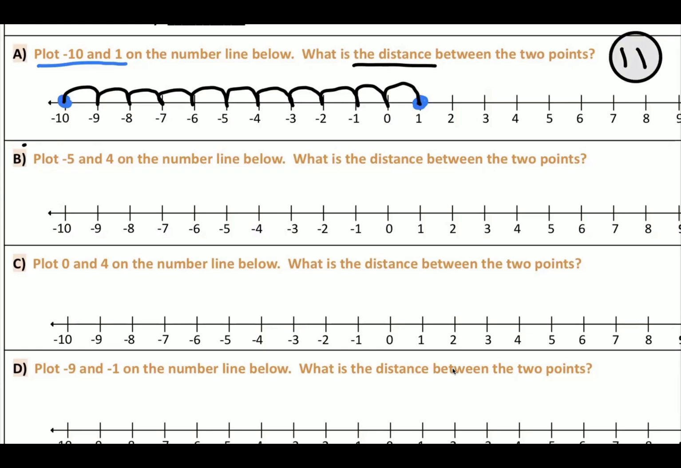Go ahead and complete B, C, and D on your own, then come back to the video. I'm not going to go over C and D, but I will go over problem B. For B, you should have plotted negative 5 and 4. And when you did your loops, these are 9 spaces apart. And hopefully yours are a little bit neater than mine, but you should have gotten 9.